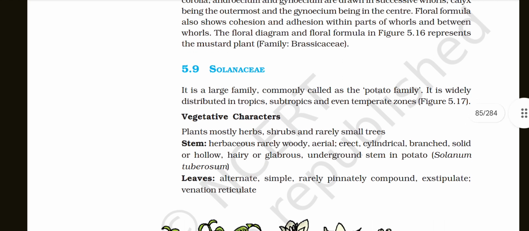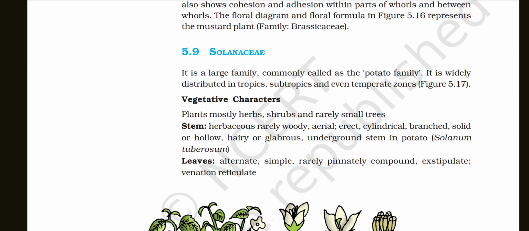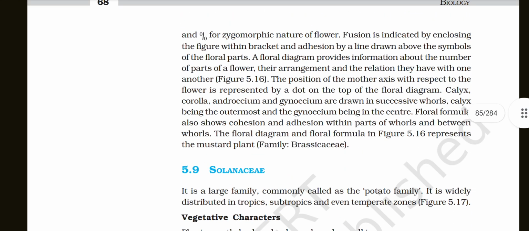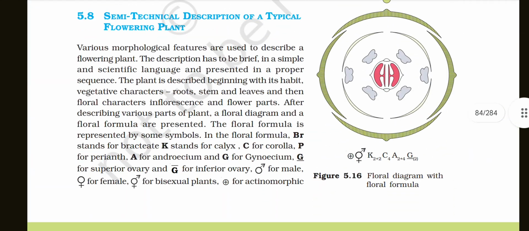The floral diagram and the floral formula in figure 5.16 represent the mustard plant family, Brassicaceae. It is actinomorphic, bisexual, calyx 2 plus 2, corolla 4, androecium 2 plus 4, and gynoecium superior ovary, 2 fused.